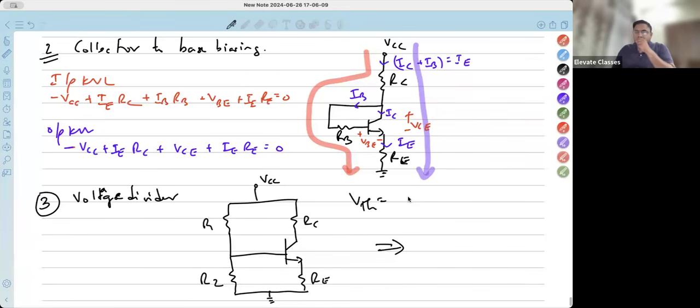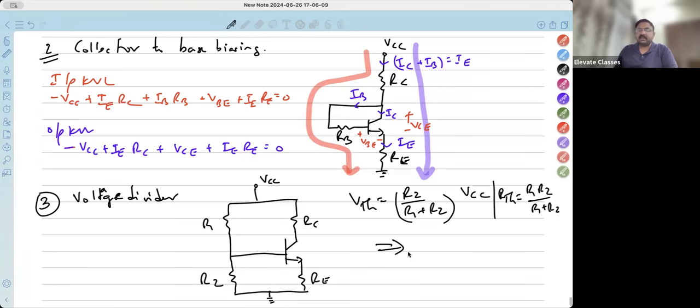So VTH is equal to R2 upon R1 plus R2 into VCC, and second RTH is equal to R1 R2 upon R1 plus R2. So RTH का मतलब क्या है? ये दो रेजिस्टेंसेस as good as are in parallel. Then you change the whole circuit and the new circuit will look something like this.